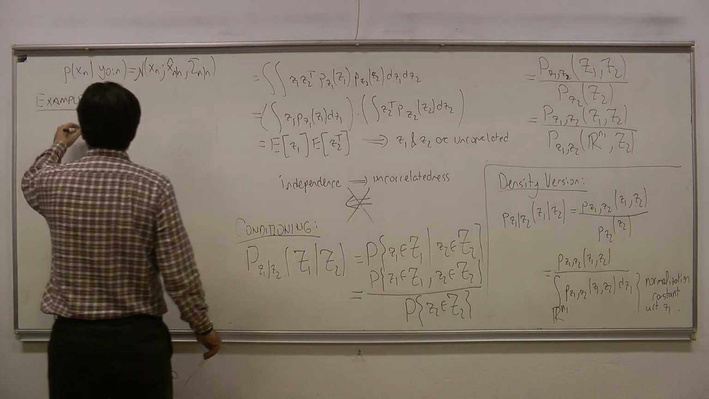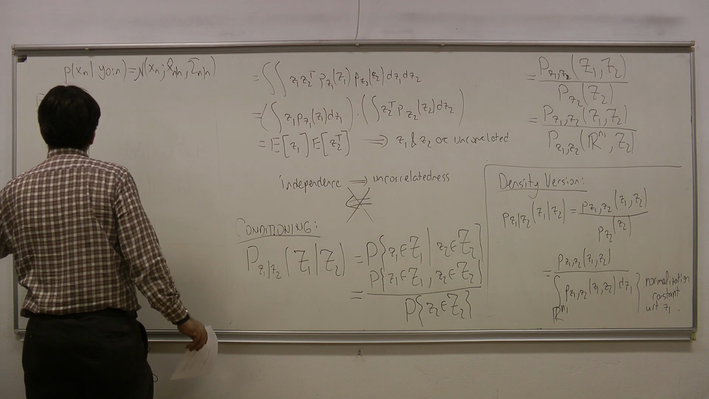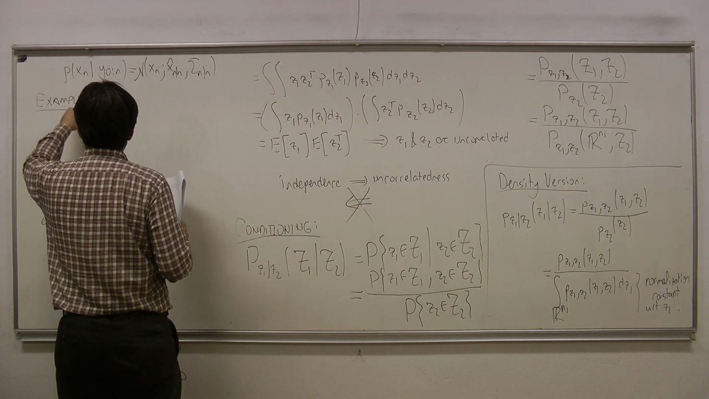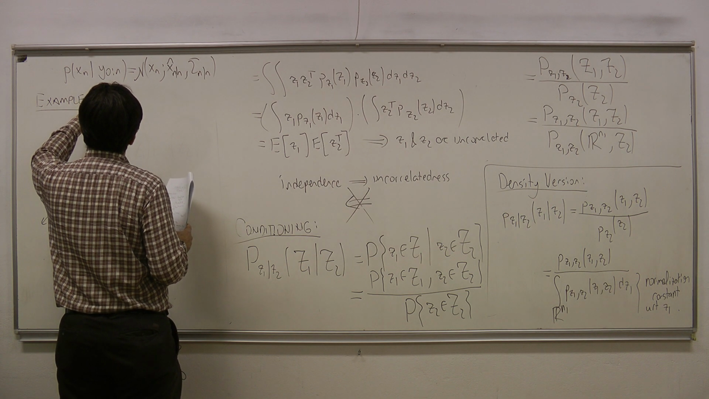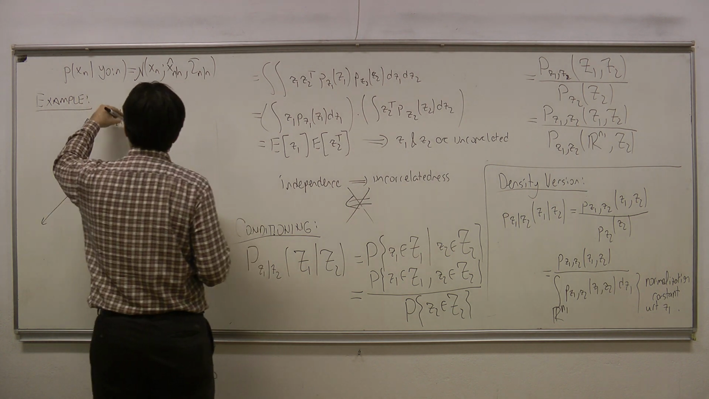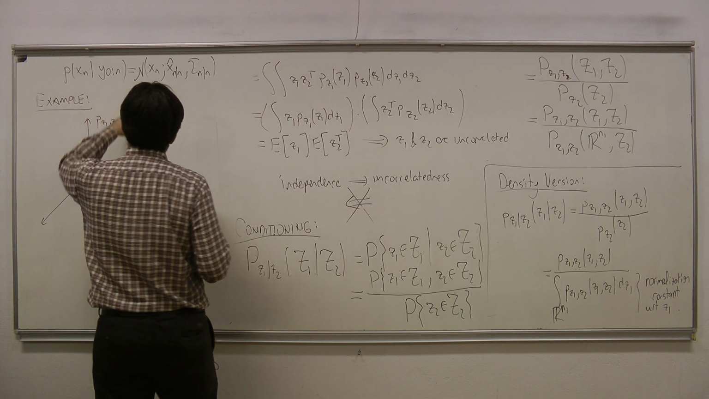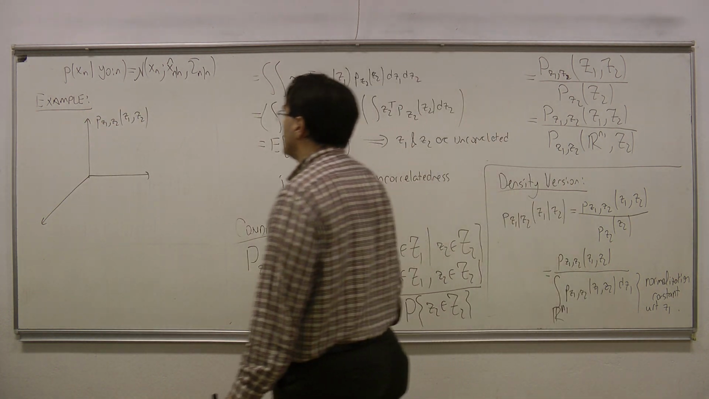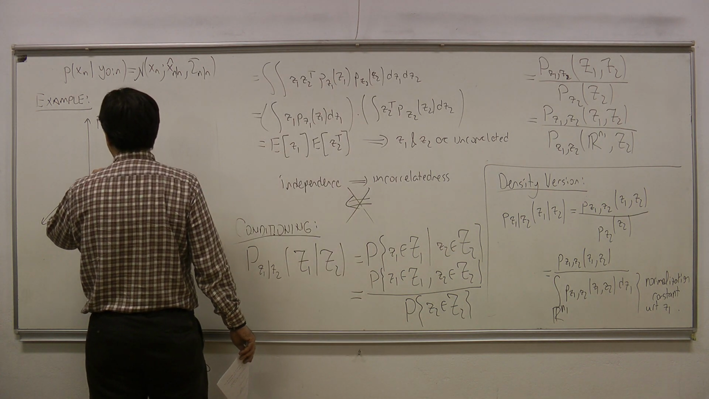So here, I will just draw the joint PDF of two random variables. So I have Z1, Z2. These are scalar random variables. So I have Z1, Z2 here. And the joint PDF is going to be uniform on a triangle.